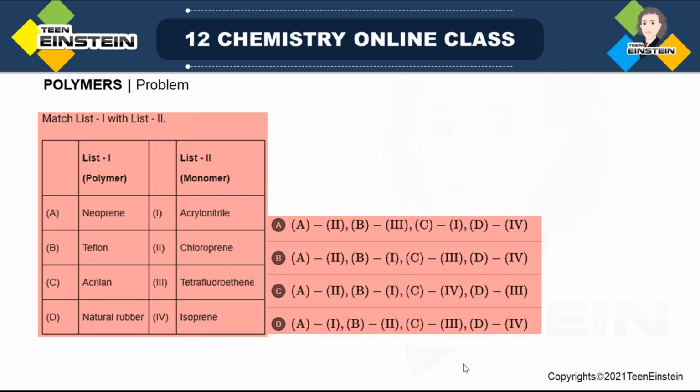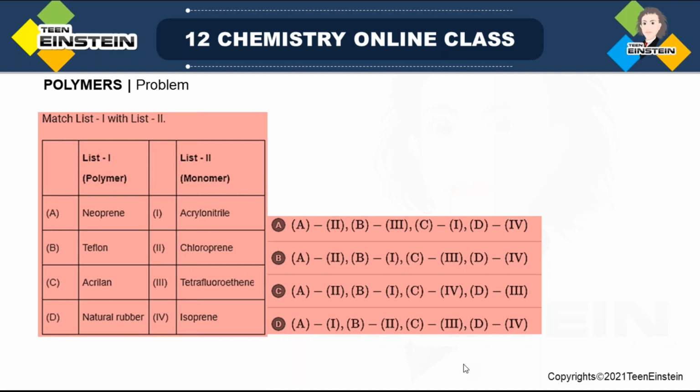So as you have seen in these tables, it will help us to answer this question. So here we have to match polymer and monomer. Monomer in the right hand side column, polymer in the left hand side column. Now if you look at the options, always try to find first that option where some uniqueness is there.